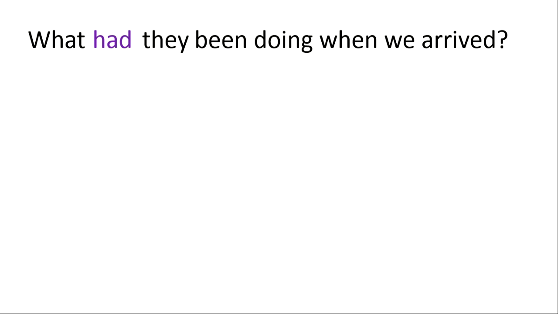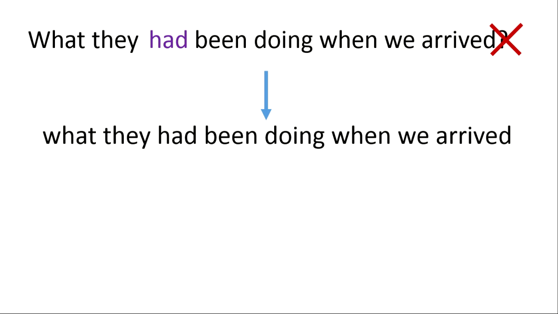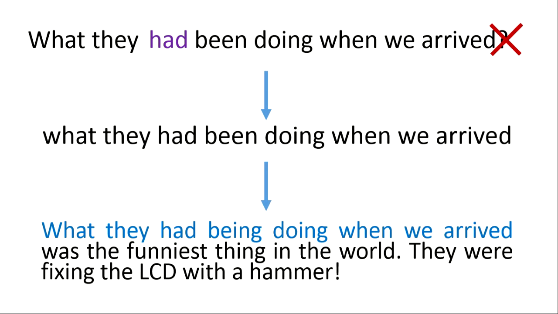Here is another example. In this example, we have a question in past perfect continuous tense. What had they been doing when we arrived? Then as usual, we get rid of the question mark, we swap the auxiliary verb and the subject, and what they had been doing when we arrived is the noun clause we have. Now we can use it as the subject or the object of a new sentence, which in this case is used as the subject of the final sentence. What they had been doing when we arrived was the funniest thing in the world. They were fixing the LCD with a hammer.